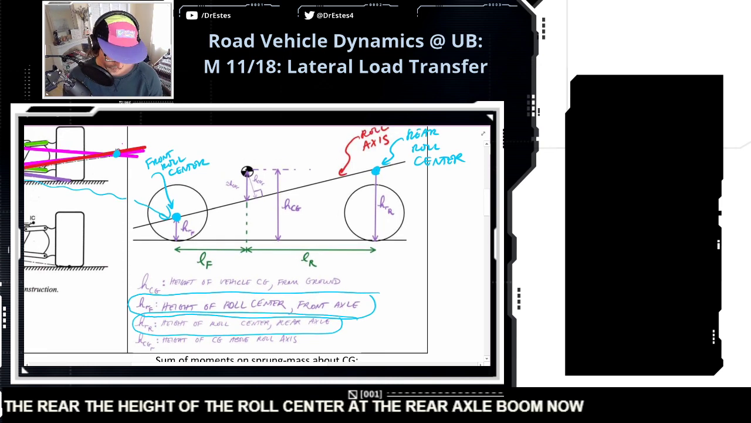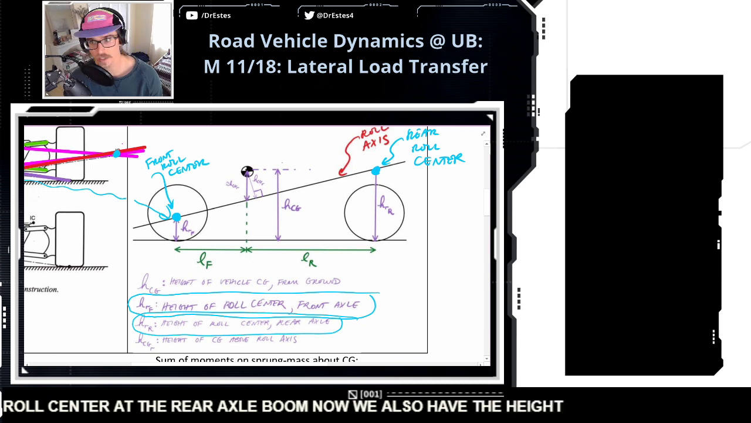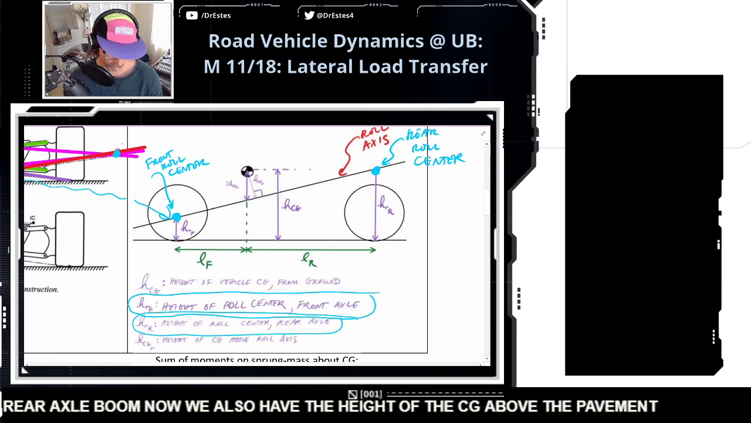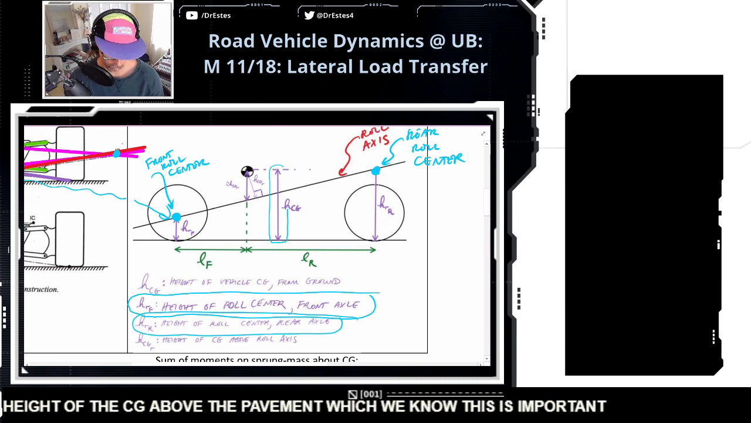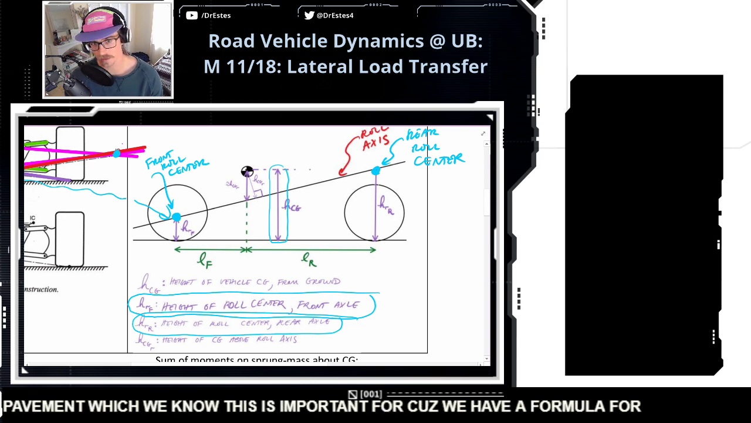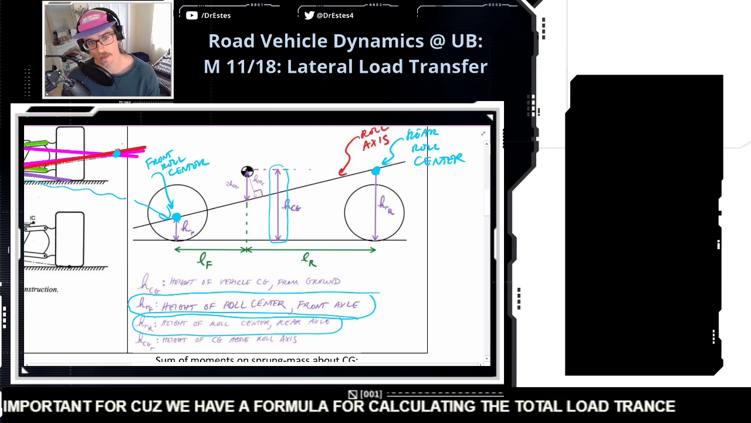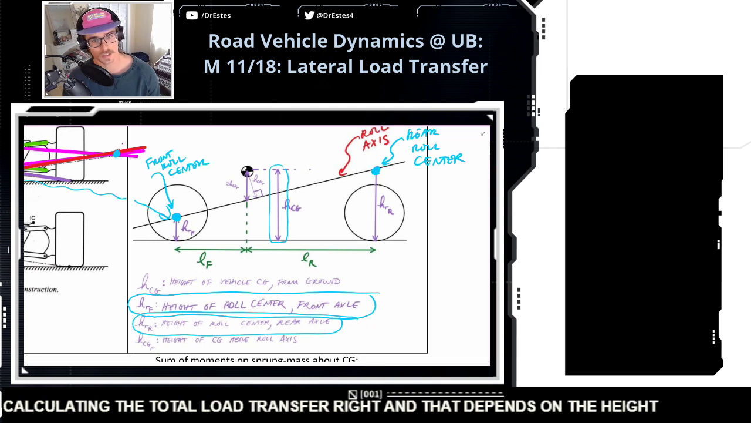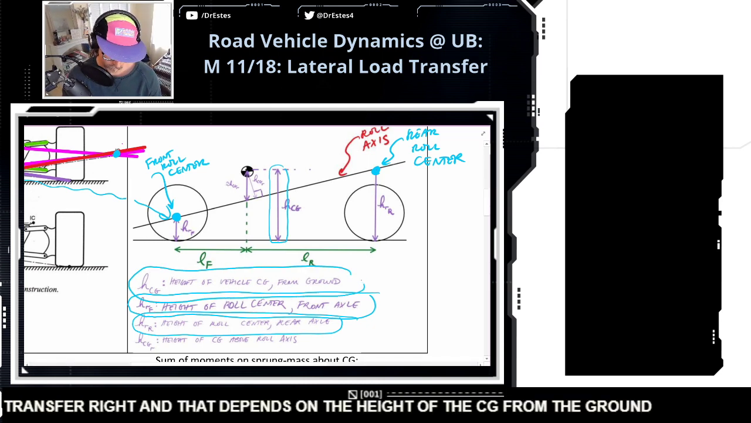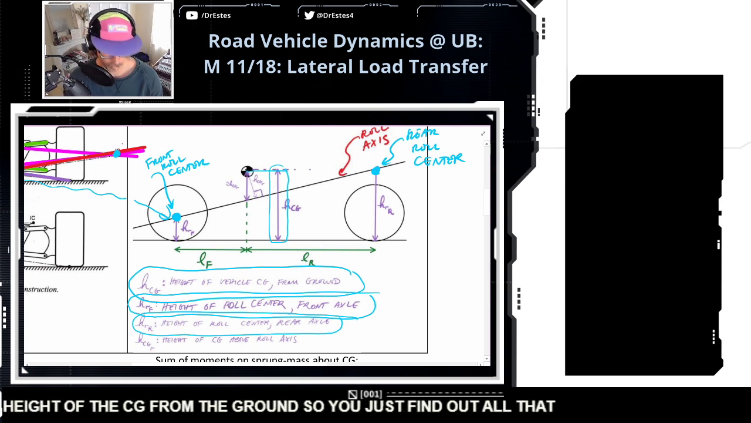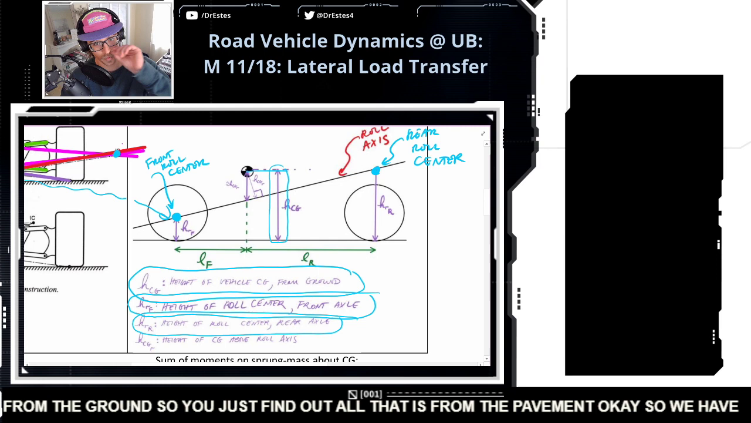Now we also have the height of the CG above the pavement, which is important because we have a formula for calculating the total load transfer, right? And that depends on the height of the CG from the ground. So you just find how tall that is from the pavement. Okay, so we have those three heights.